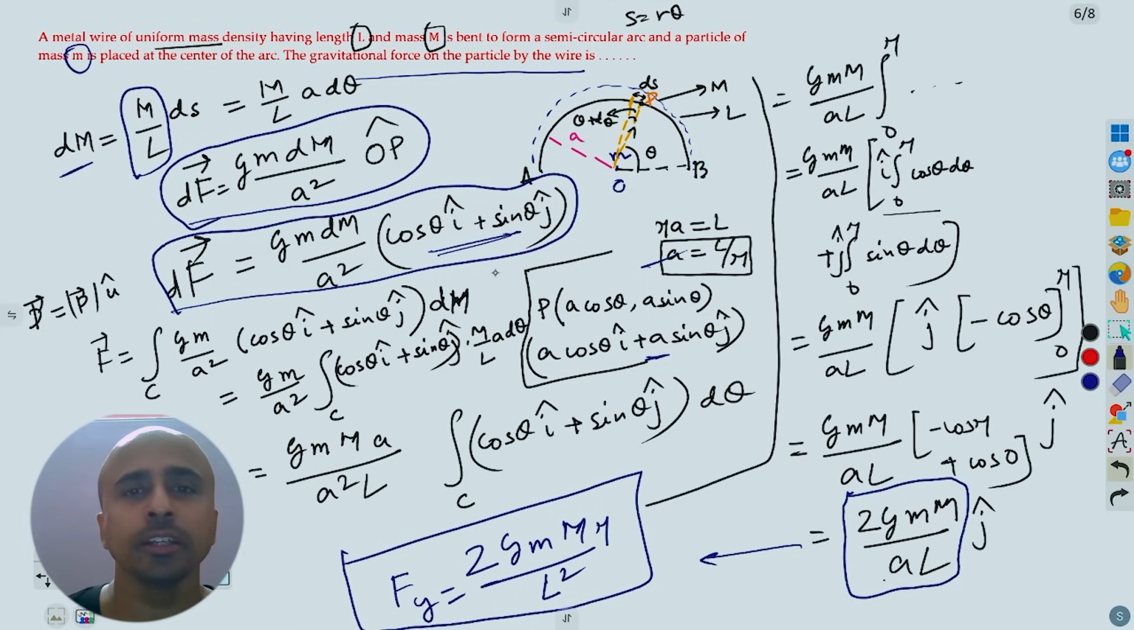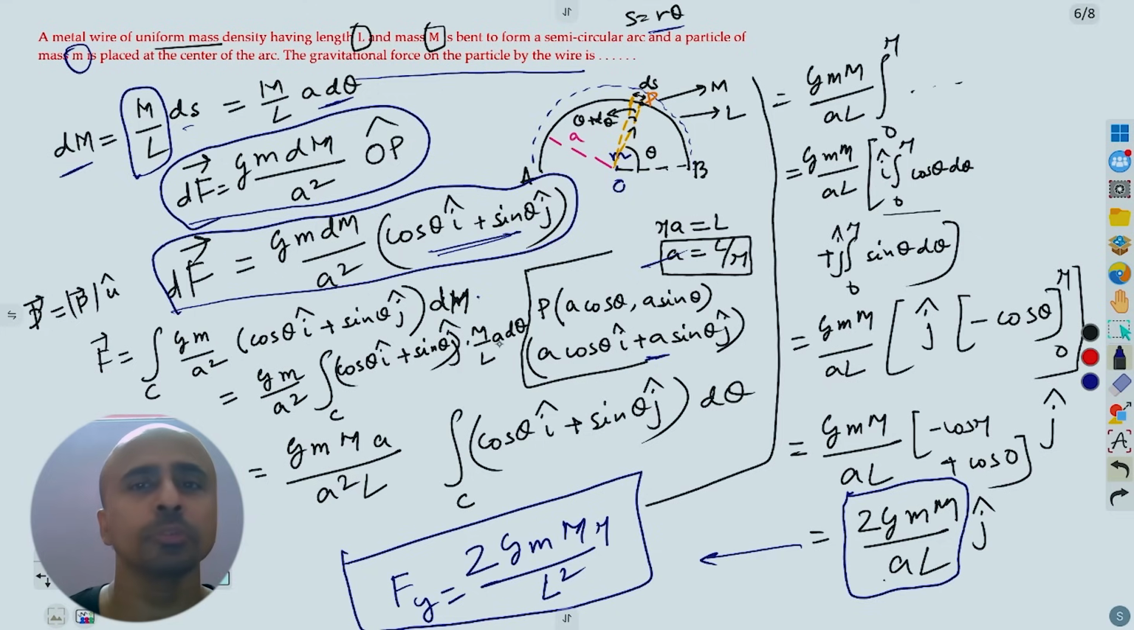Now we integrate both sides along this curve. It is this one, and then we substitute the value of dm. From here we know ds, from the relation s equal r theta, ds equal a d theta, because it is a very small, infinitesimal arc. So ds equals a d theta.